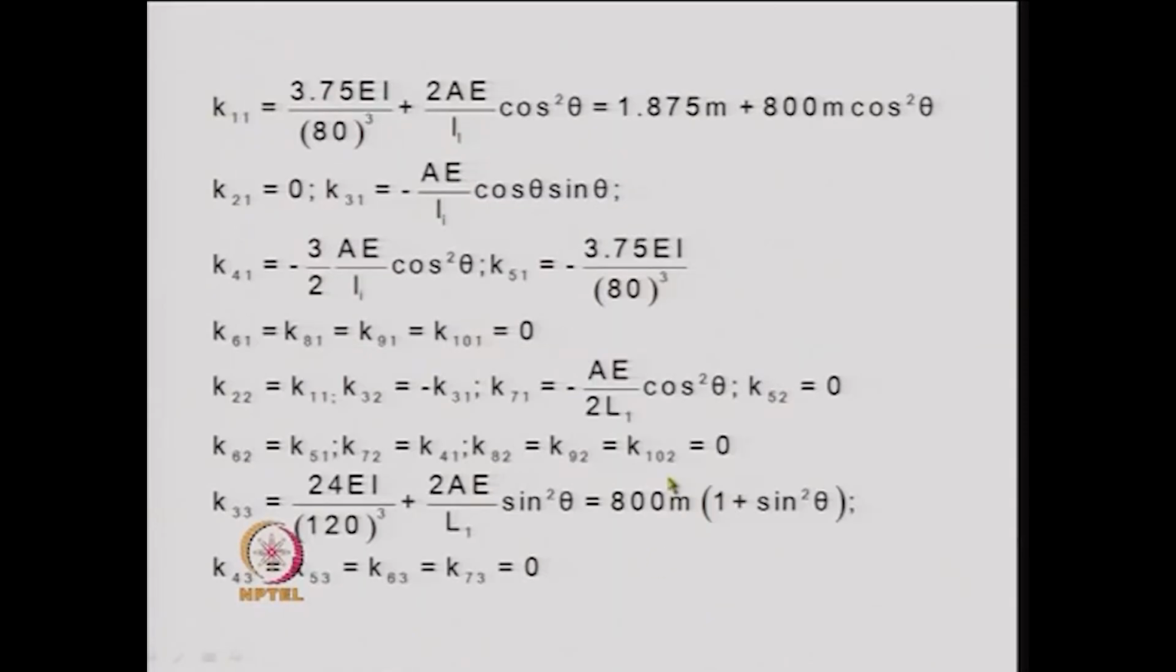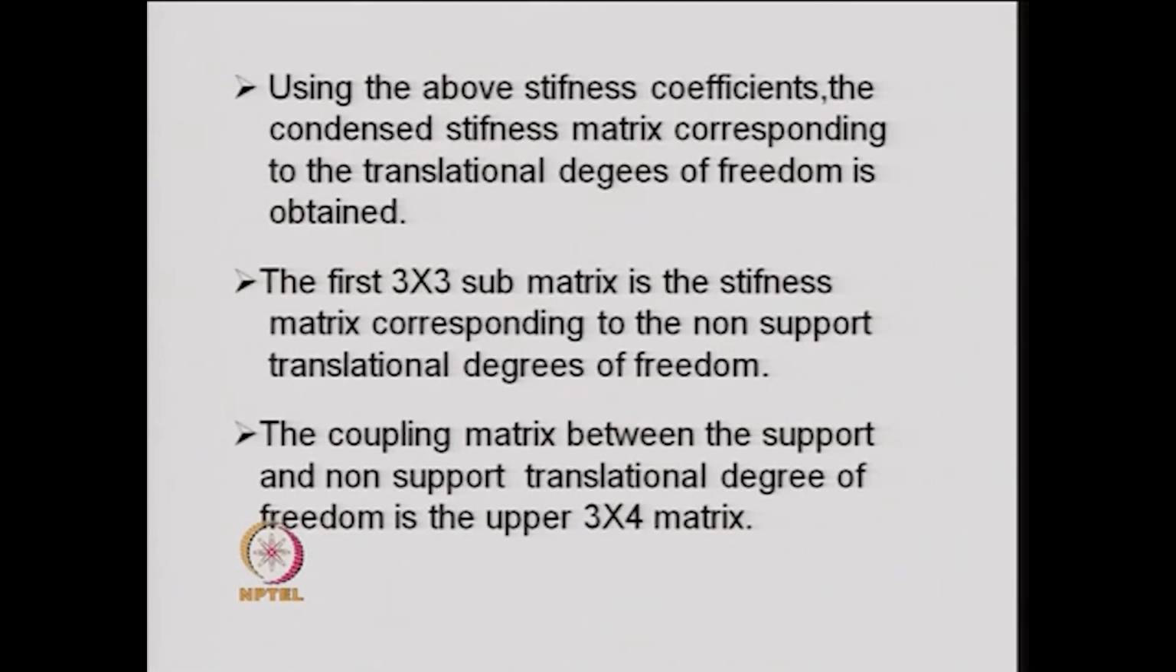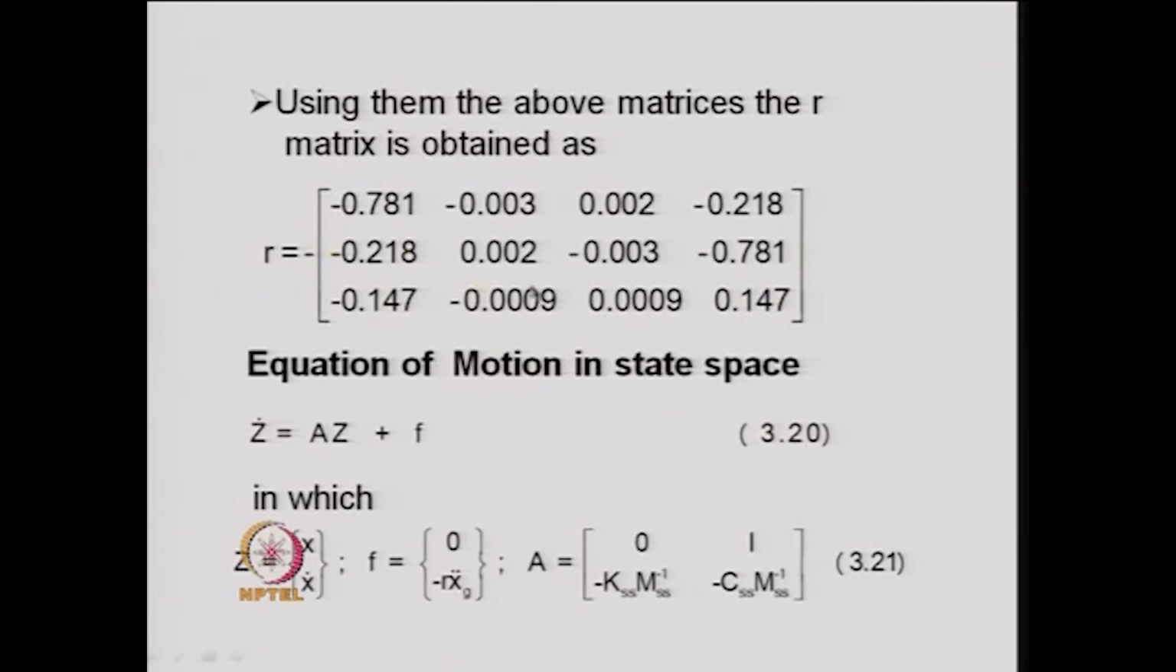So, in this way we constructed the R matrix for this problem, and the details of this are given here. That means, element by element we generated the different quantities and then assembled them into this 10 by 10 stiffness matrix, and after that we condensed them to the translational degrees of freedom, and from that we took out the 3 by 3 submatrix corresponding to non-support degrees of freedom and obtained the R matrix, and the resulting R matrix was this.